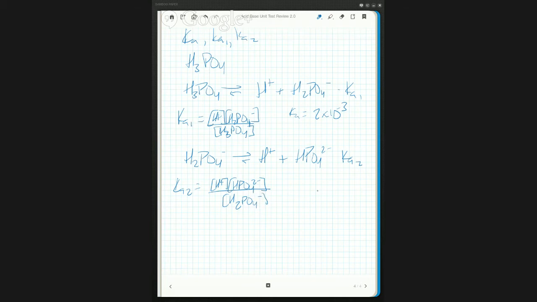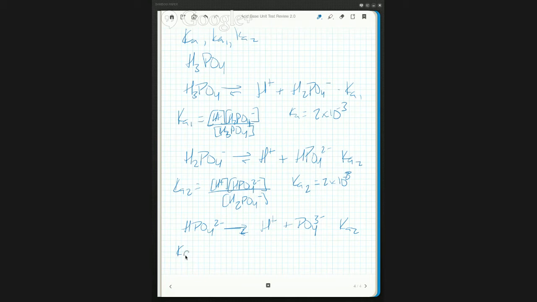H2PO4 minus. And this is Ka2, and it's usually somewhere in the neighborhood of, let's say 2 times 10 to the negative... I don't even remember for sure, but let's pretend it's 10 to the negative 8th, because it's quite a bit lower, okay? Now, there's another one, HPO4 2 minus dissociates into H plus and PO4 3 minus. And this is Ka3 because the third H plus came off.